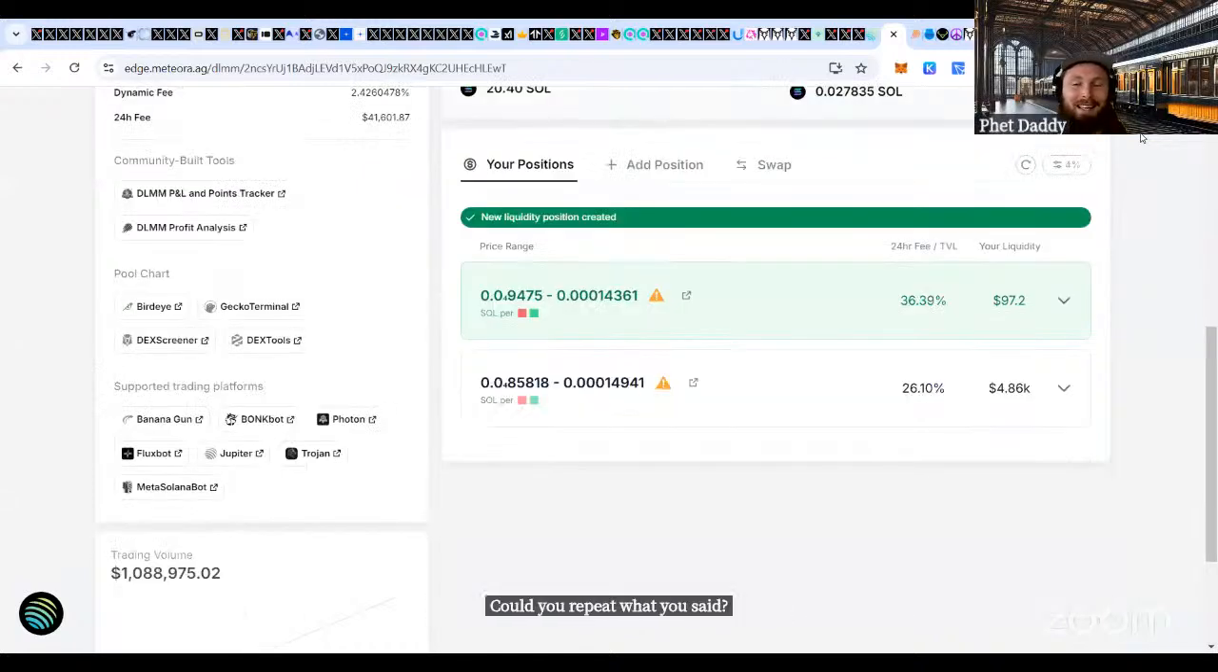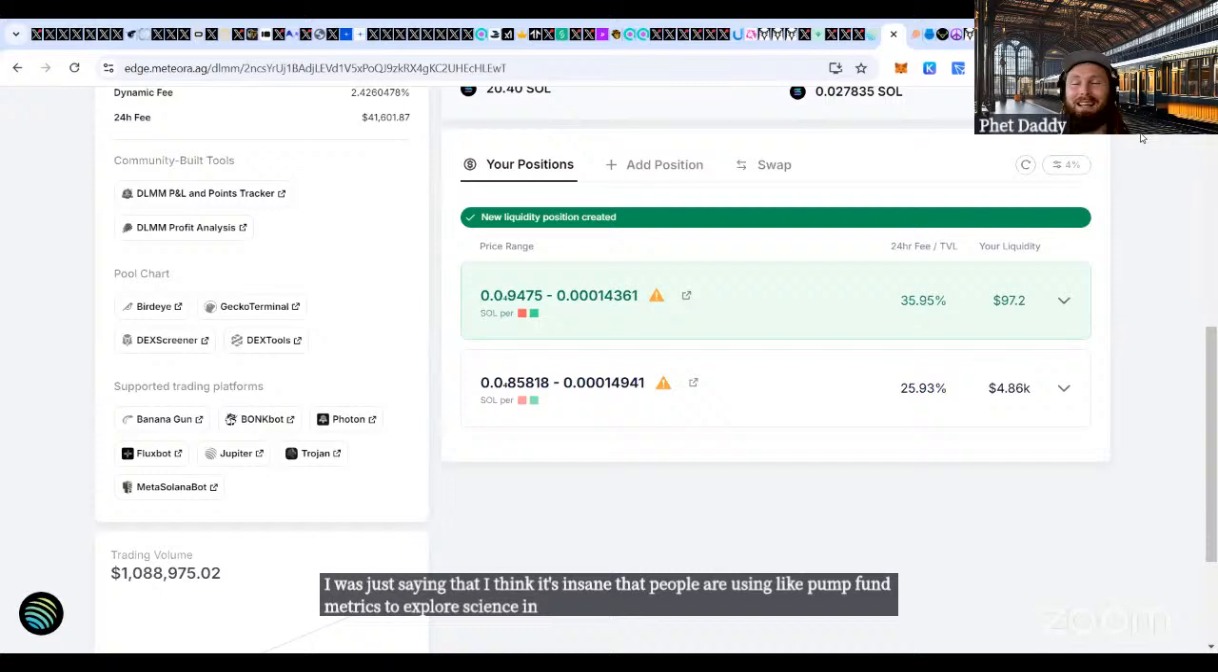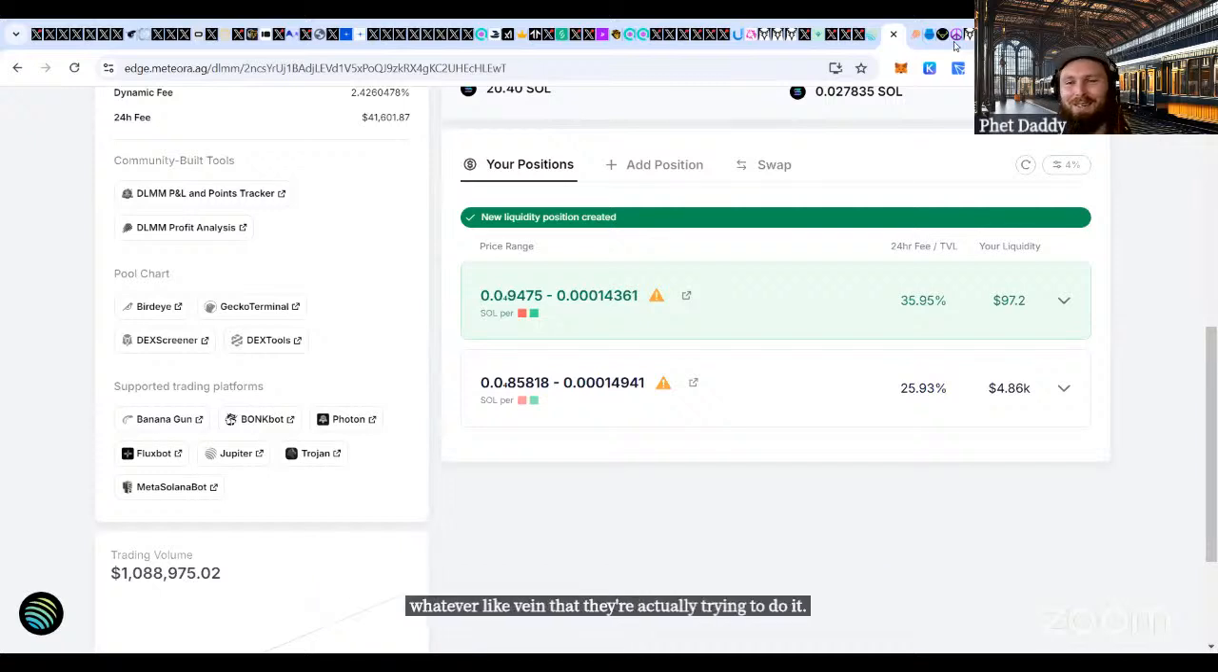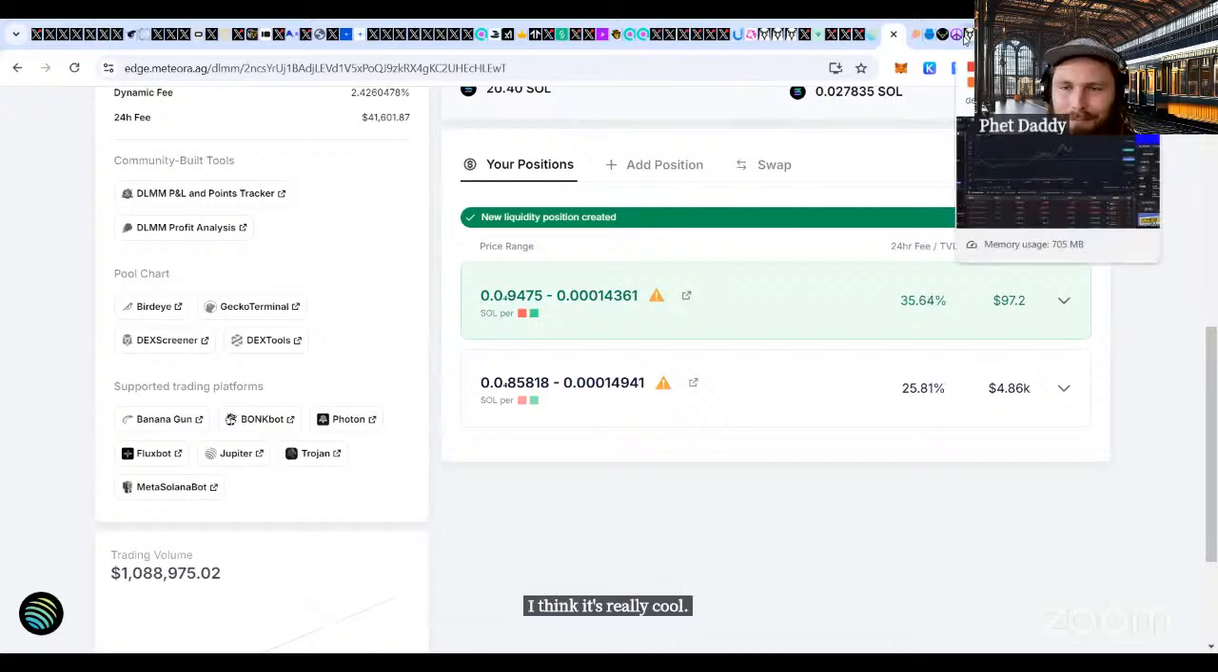I was just saying that I think it's insane that people are using pump fund metrics to explore science in whatever vein they're actually trying to do it. I think it's really cool. I think it's quite interesting as well.